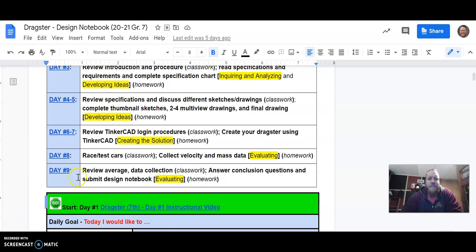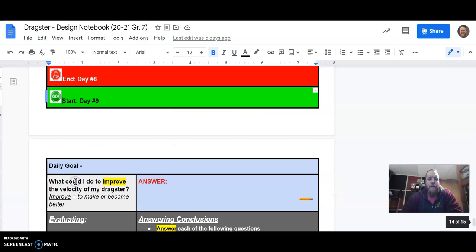All right, we've got our design notebooks open now, and again, we're on day number 9. And so today, again, your homework, your task is to answer the conclusion questions and then get everything turned in. So let's click on the bookmark over here on the left. That will drop us down to the start of day number 9. As always, we want to set a goal for ourselves. Give us something to work towards today.